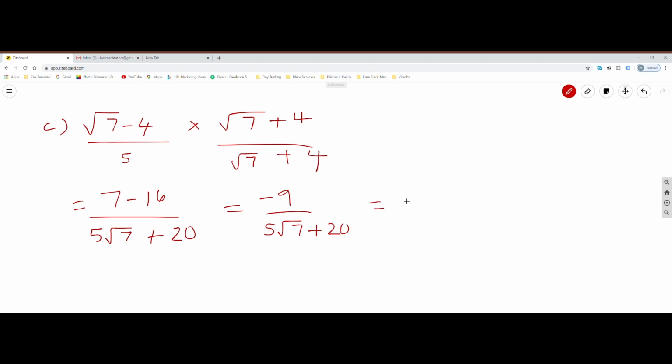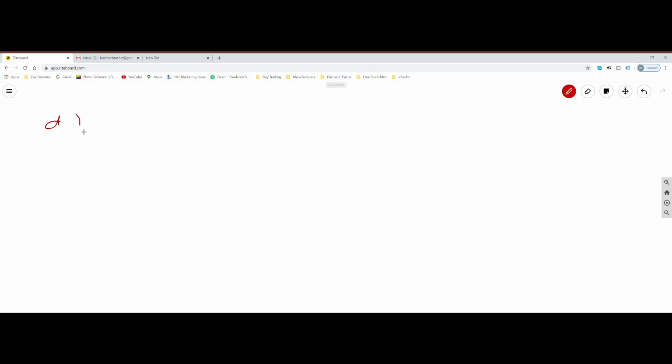We can factor at the bottom, so negative 9, take out the 5, we're left with square root 7 plus 4. So that one, so D, you have 2 square root 3 minus 5 over square root 2, 3. So multiply by the conjugate of the numerator to the top and bottom.